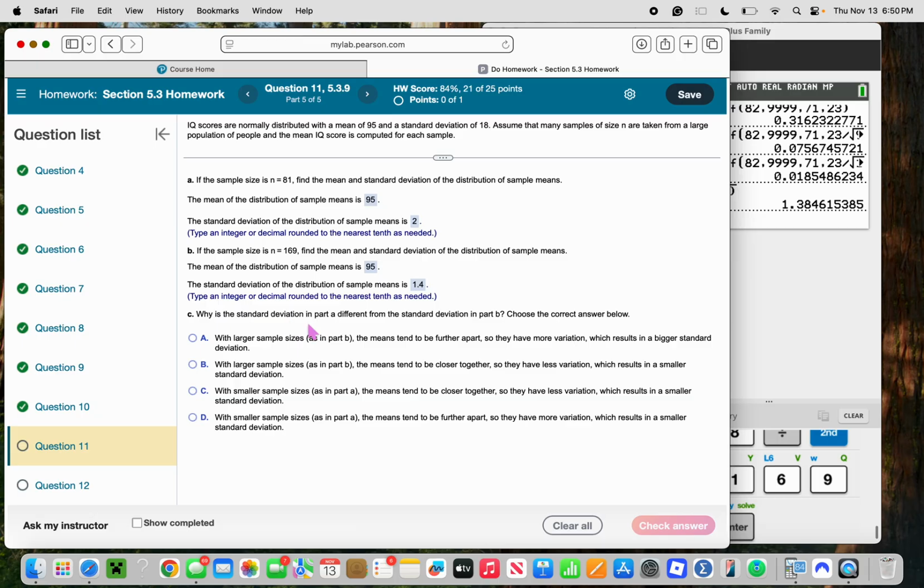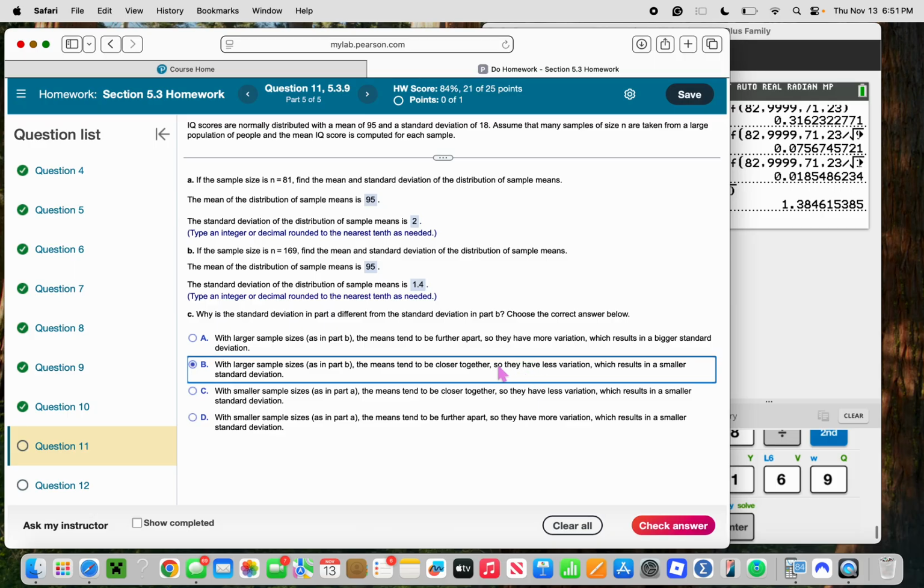It says, why is the standard deviation in part A different from the standard deviation in part B? Choose the correct answer below. With larger sample sizes, as in part B, the mean tends to be further apart. That's not true. The means do not tend to be further apart. They tend to be closer together. So means tend to be closer together, so they have less variation, which results in a smaller standard deviation.